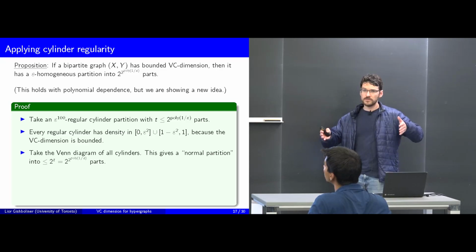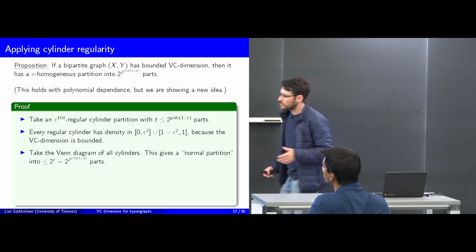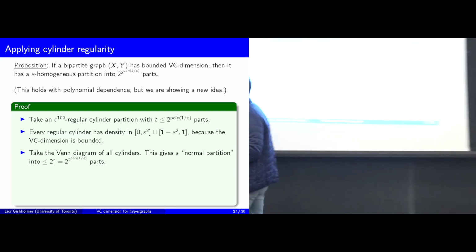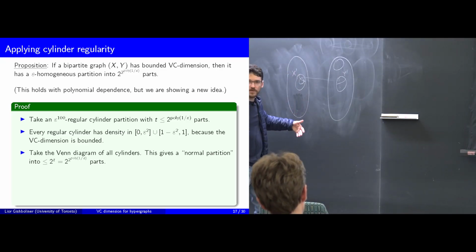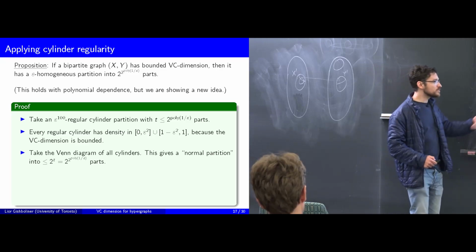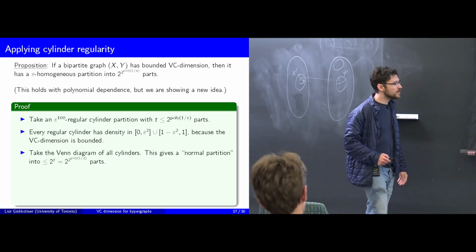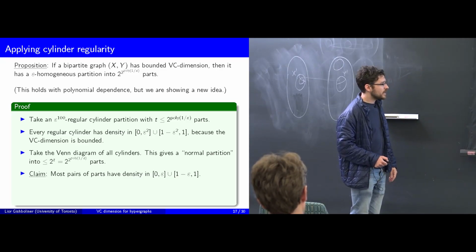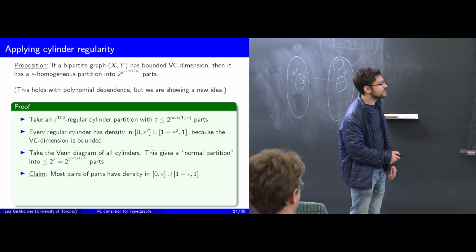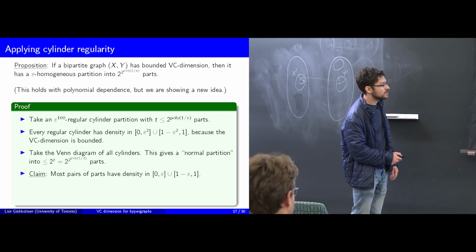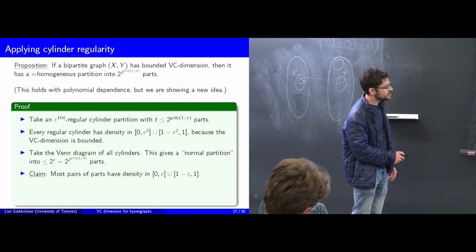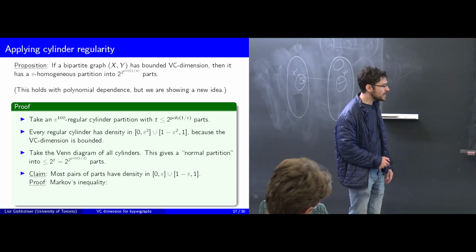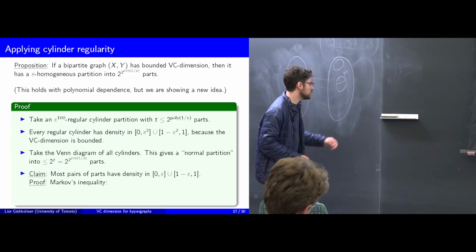We just take the cylinder partition. So we look at all the sets which appear as cylinders here, and we just take their Venn diagram. So then the number of parts grows by another exponential. We're not worried about this. And I claim that still most of the pairs of parts have density which is close to 0 or 1. So instead of epsilon squared, this becomes epsilon. And this is essentially Markov's inequality.